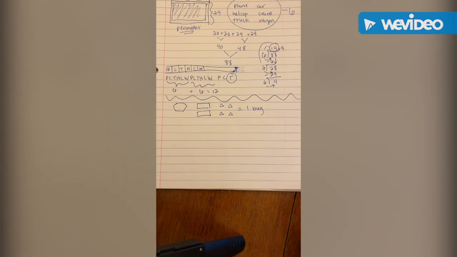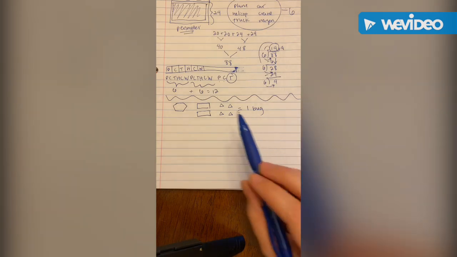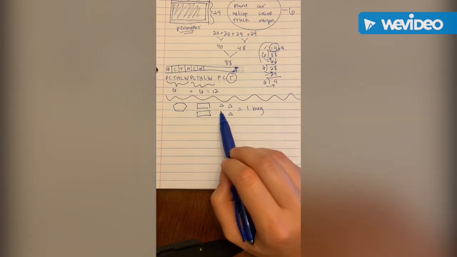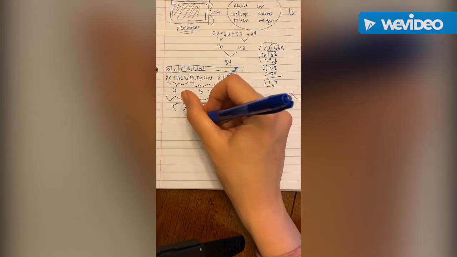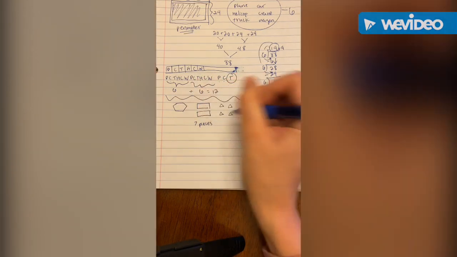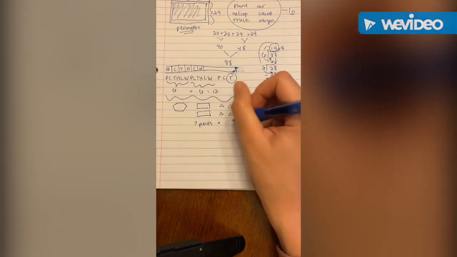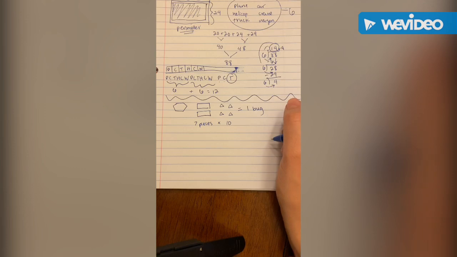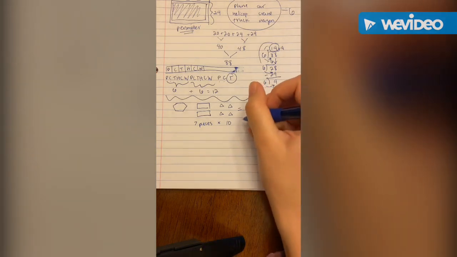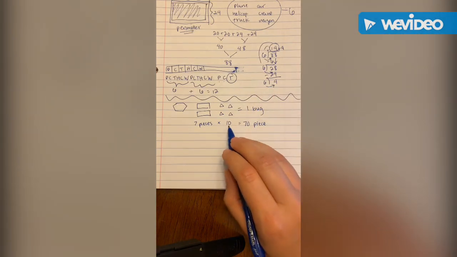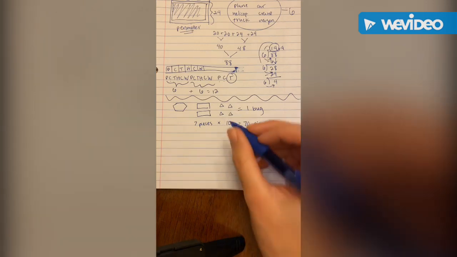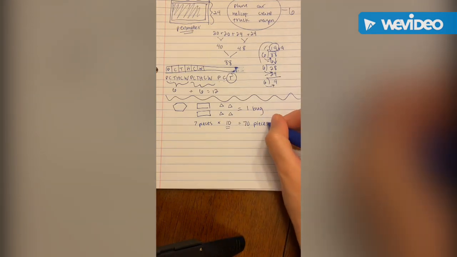So what we need to do here is, if she has 70 pieces, let's see, 1, 2, 3, 4, 5, 6, 7 pieces to make 1 bug. If she's using 70 pieces, how many bugs is she going to make? Well, we take the 7 pieces times 10 because we need 70. So we need to multiply each of these shapes by 10 to get us our 70 pieces here.